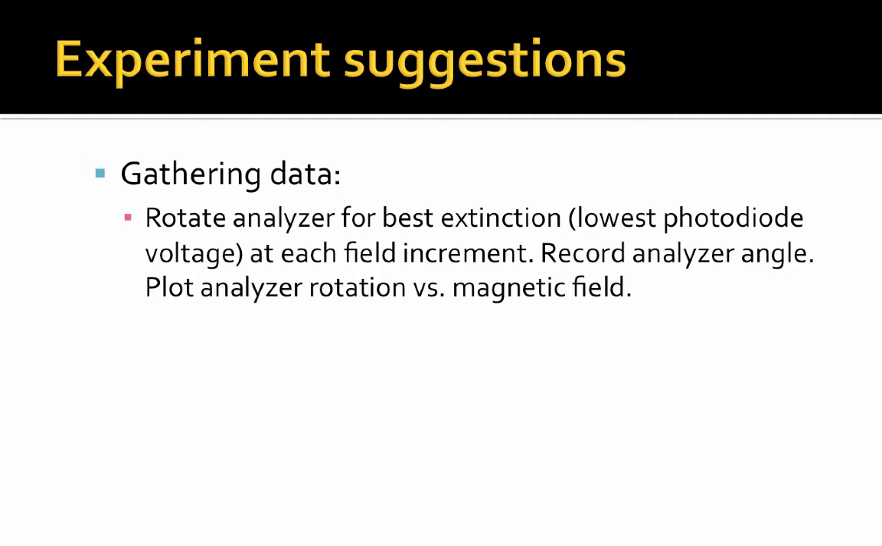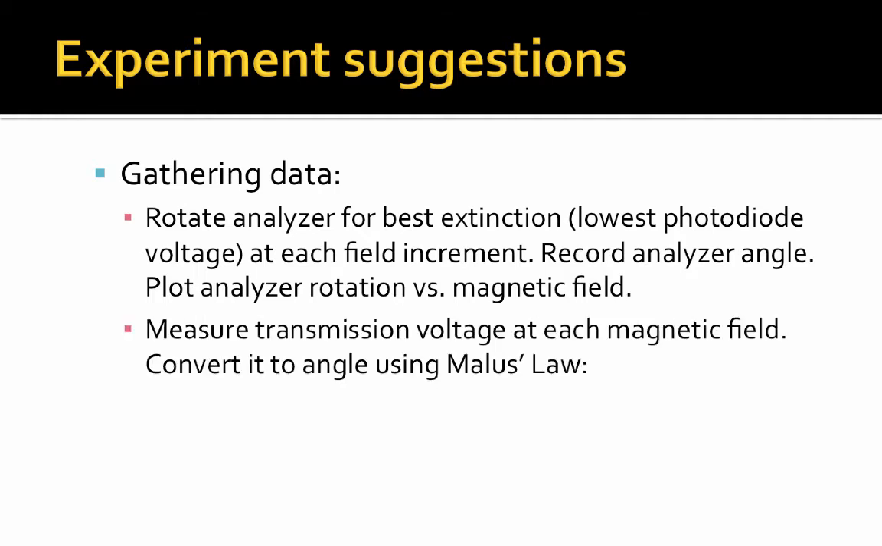One way of doing this that I'd suggest, and I suggest doing more than one technique, is to first rotate your analyzer to get the lowest photodiode voltage, in other words, for the best extinction, and then change the magnetic field, rotate again, change the magnetic field, rotate again, and record your analyzer angle for each magnetic field. You can then plot analyzer rotation versus magnetic field, and that's a direct plot of delta theta versus B. Remember that you're actually measuring the current, but we'll deal with that.